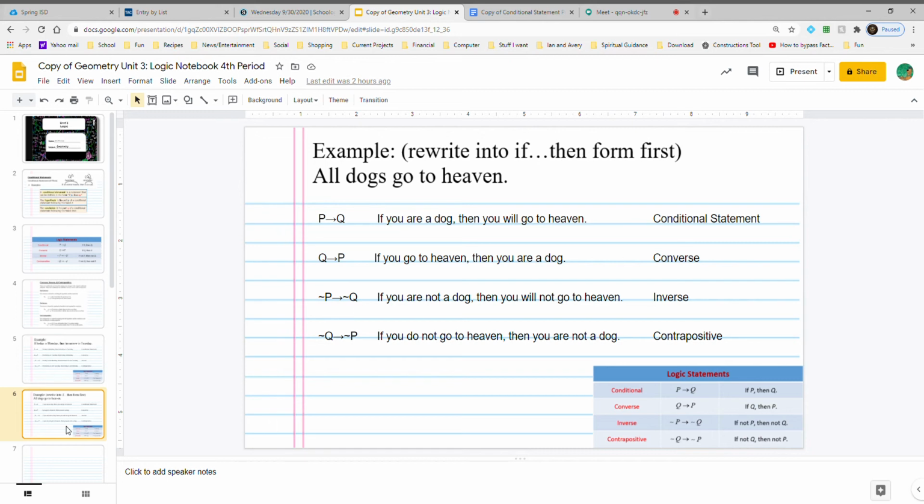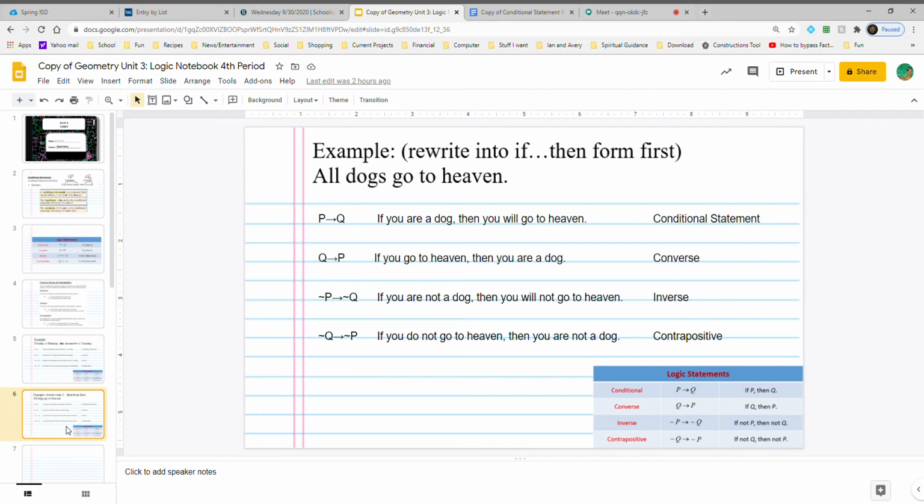Let's see, another one somebody came up with: if it is a dog, then when it dies, it will go to heaven. It's a lot of stuff. They added some stuff that's not necessary. If you are a dog, then you will go to heaven is perfectly good.